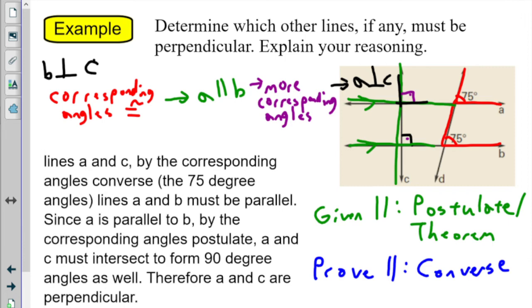Here it is all written out. Corresponding angles converse. You're using converse, like we talked about yesterday. I'm using converse in this first sentence because I am proving the lines parallel. I'm using the angles to make the lines parallel. That's when I want to use the converse. And then over here, now that I know they're parallel, I'm using the postulate. Converse when you want to prove them parallel, the postulate when you already know they're parallel and are using that to get more angles. Small difference.